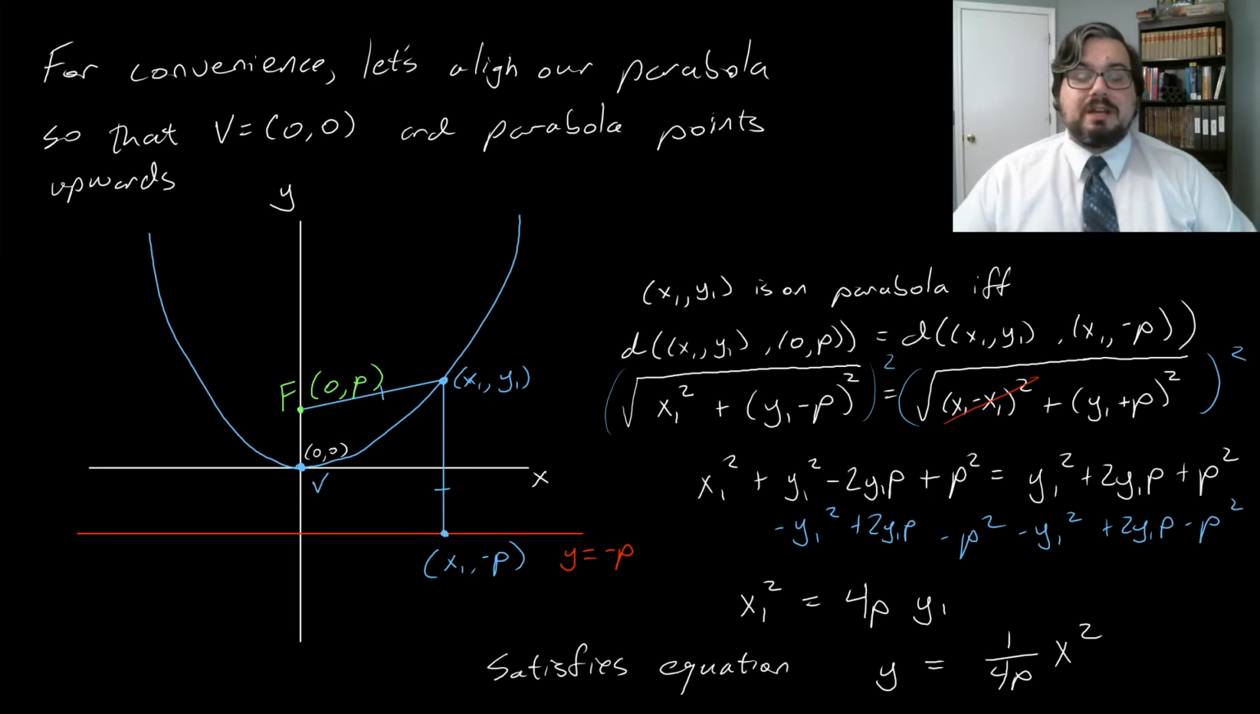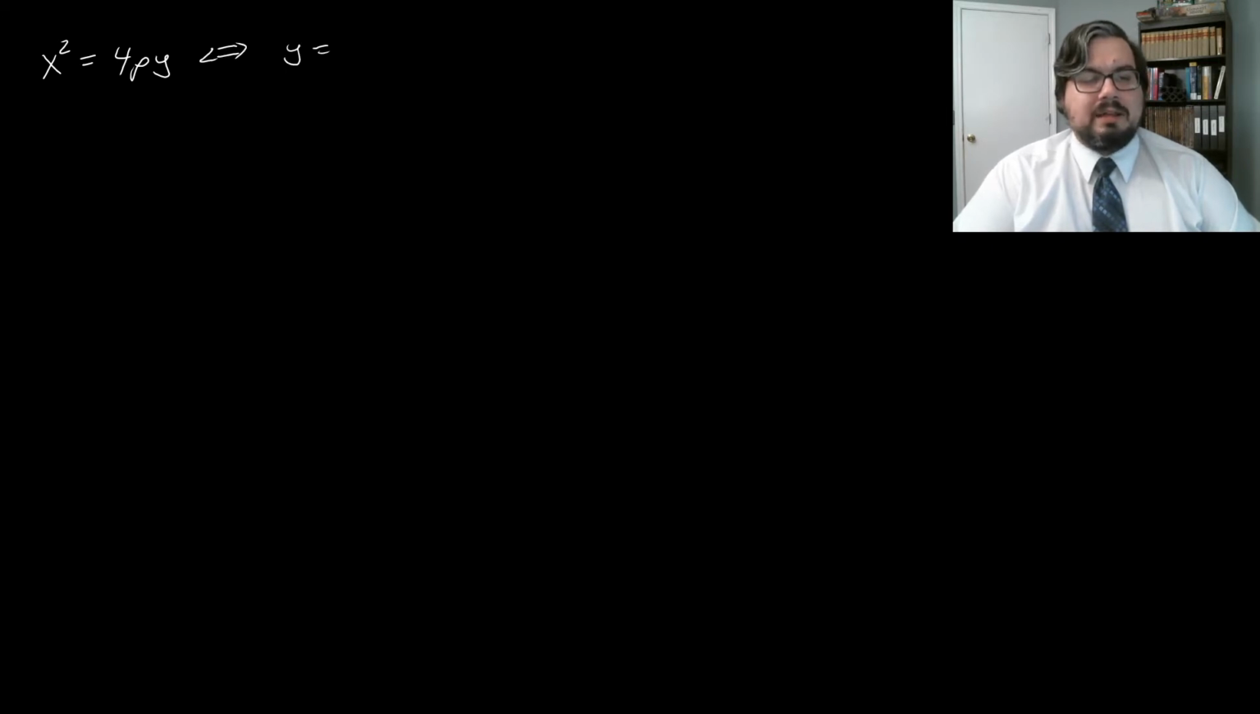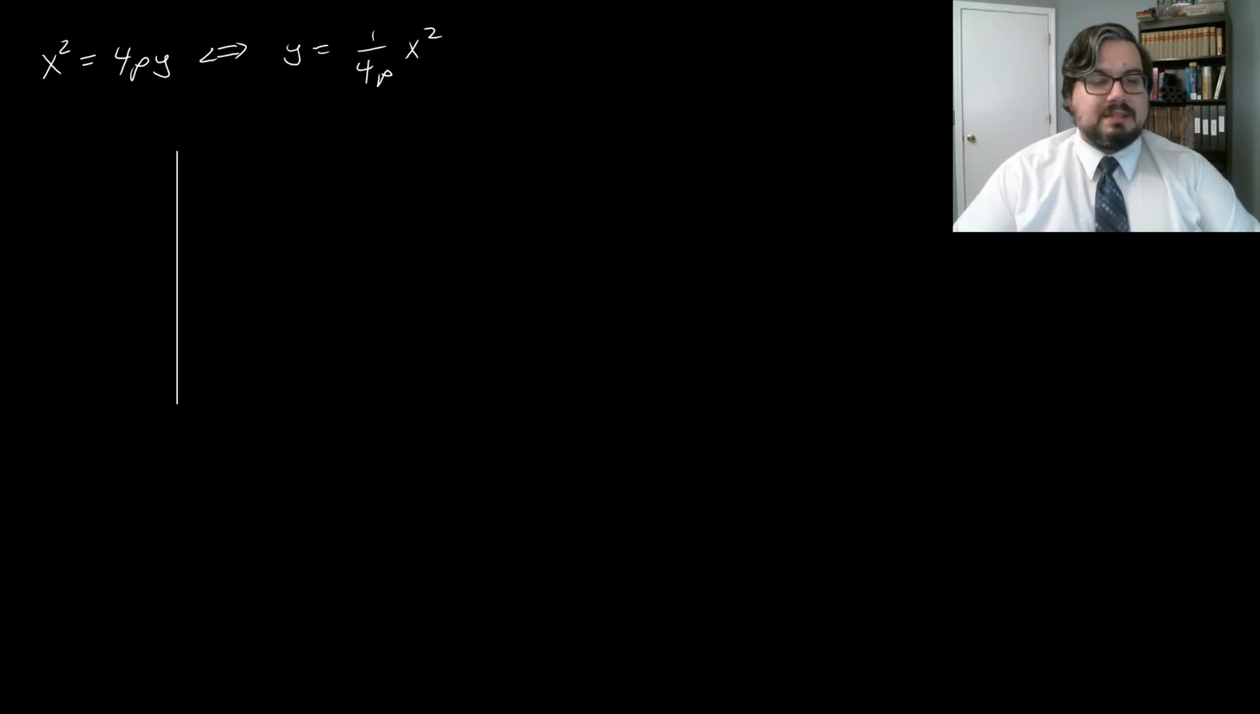On the other hand, if we exchange the role of x and y, then we'll get parabolas opening to the left or the right. So in summary, these are the four different situations that we can have for a parabola centered at the origin that has an opening either up, down, left, or right. So we have the equations x squared equals 4py, or in other words, y equals 1/4p x squared. And there are two different forms that this takes.